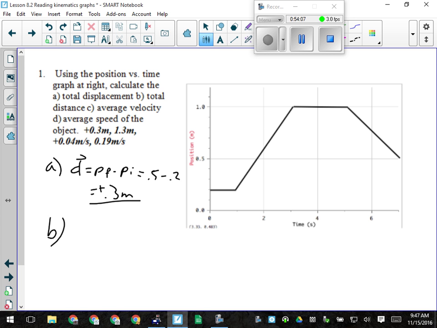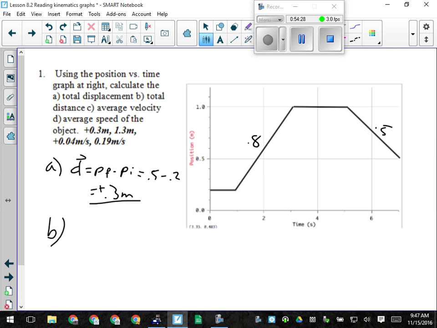For part B, the total distance traveled. Well, they go from 0.2 to 1, so that's 0.8 right there. And then they go from 1 back to 0.5, so that's another 0.5. So it looks to me like the total distance should be 1.3 meters. You've got to do a couple of little calculations to figure out each line.